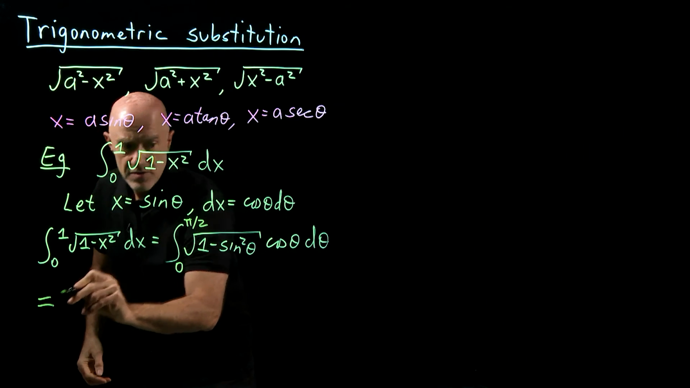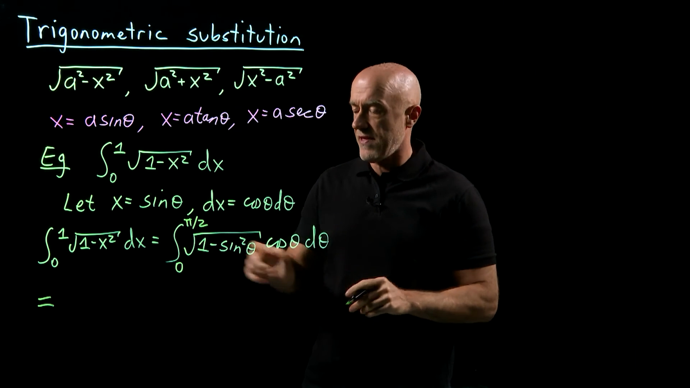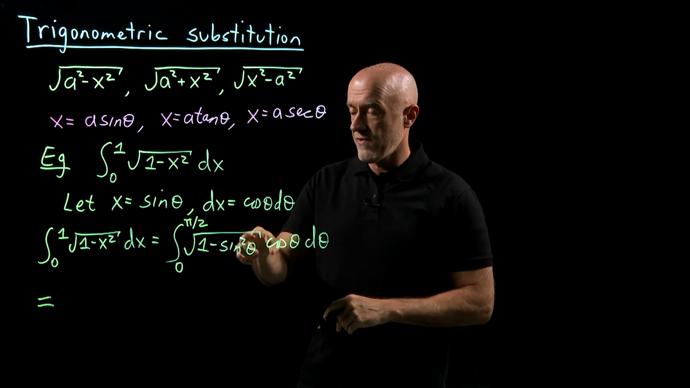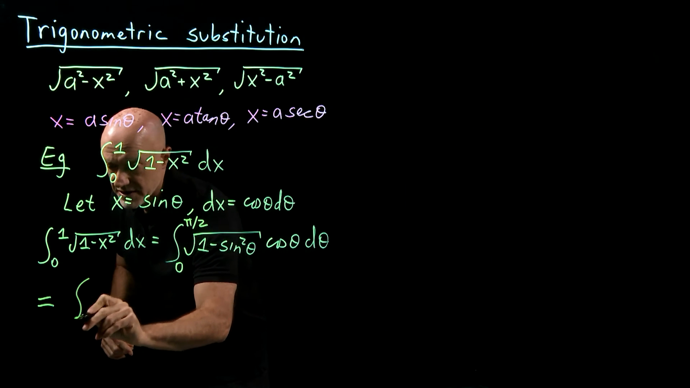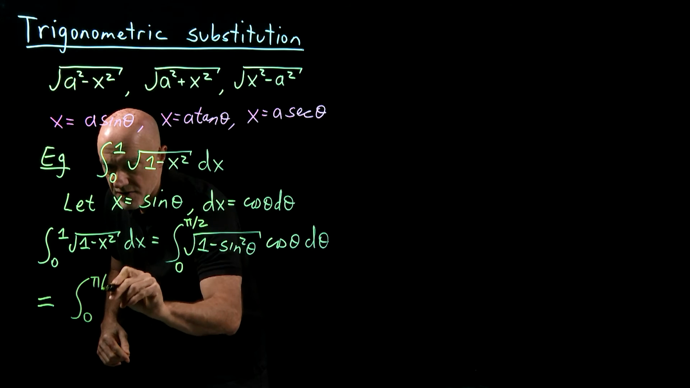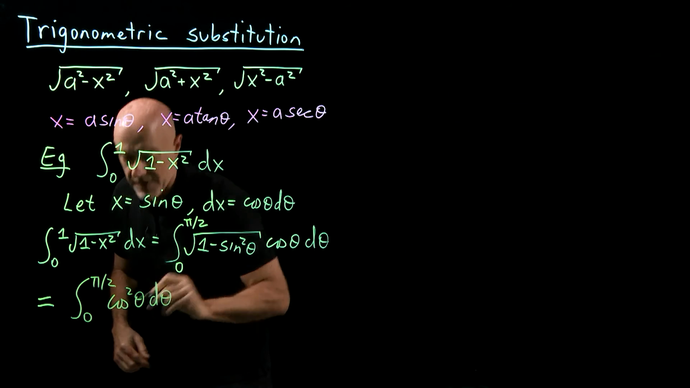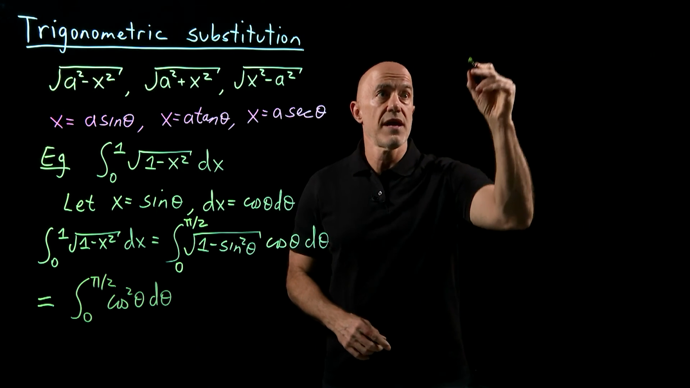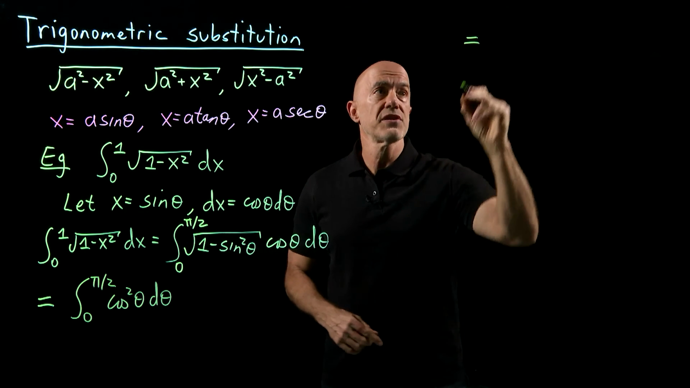Continuing, 1 minus sine squared theta is cosine squared theta from the Pythagorean theorem. The square root of cosine squared theta is cosine theta, and then we would get a cosine squared theta d theta. So this becomes the integral from 0 to pi over 2 of cosine squared theta d theta. Okay. This one we've done already. I can move it up here.